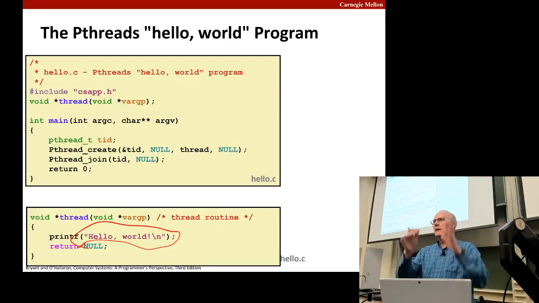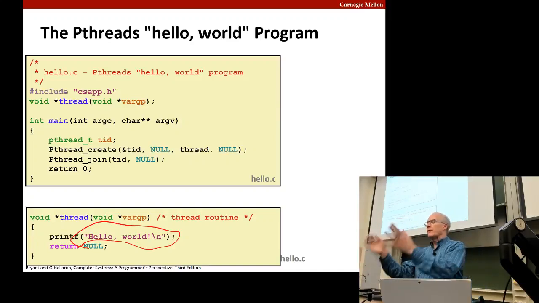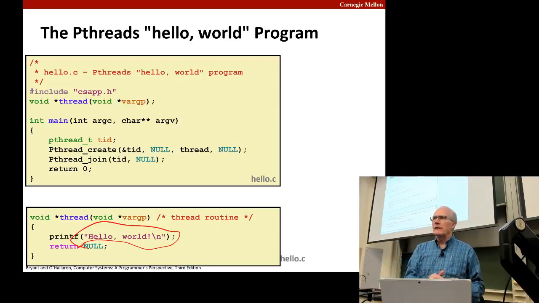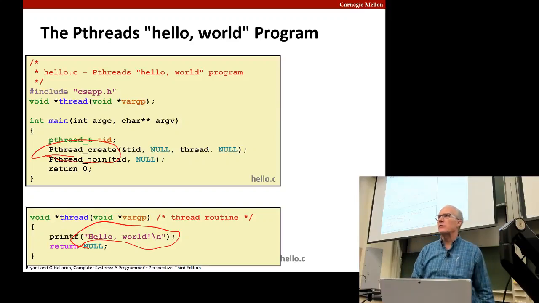So my main is going to spawn a thread. That thread's going to print hello world. That thread will then terminate, and then the main program will figure out that the child thread is terminated, and then it will exit. So basically pthread_create is the function that spawns a new thread. And pthread_join is the waitpid of the pthread world. It waits until a specified thread has exited, and then it continues on.